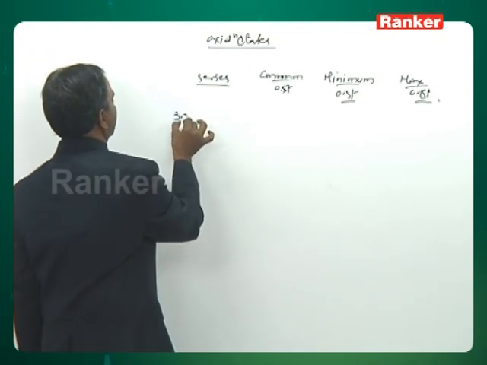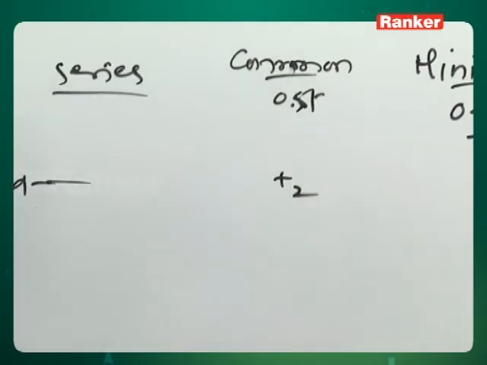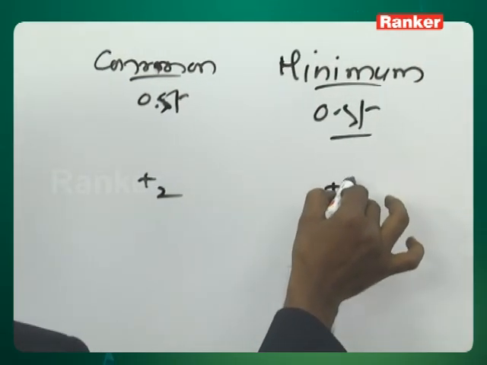Let us take the first, the 3d series. In the 3d series, the common oxidation state is +2. The minimum oxidation state is +1.